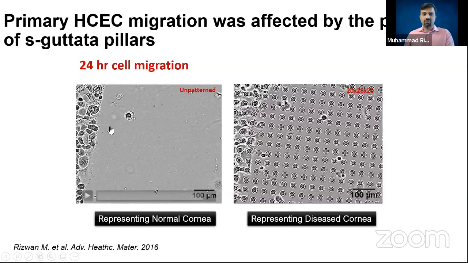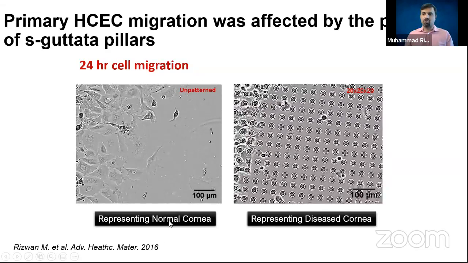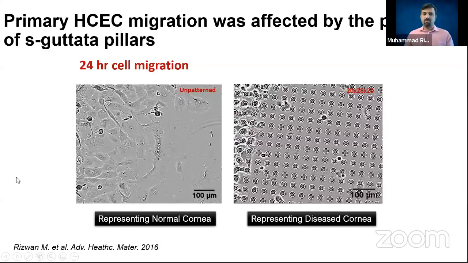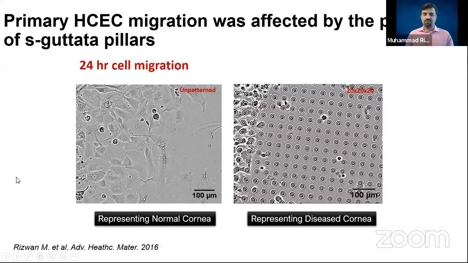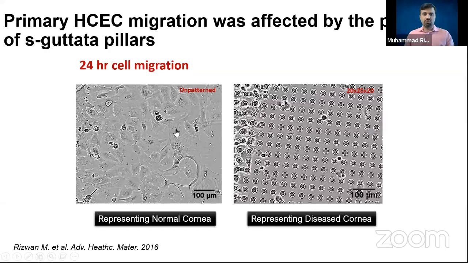And just to really show this message, you see when we don't have anything on the surface, this really represents a normal cornea. And you see cells are growing on this surface and making this monolayer. So the shape of the cells is more polygonal and it looks like a monolayer structure.